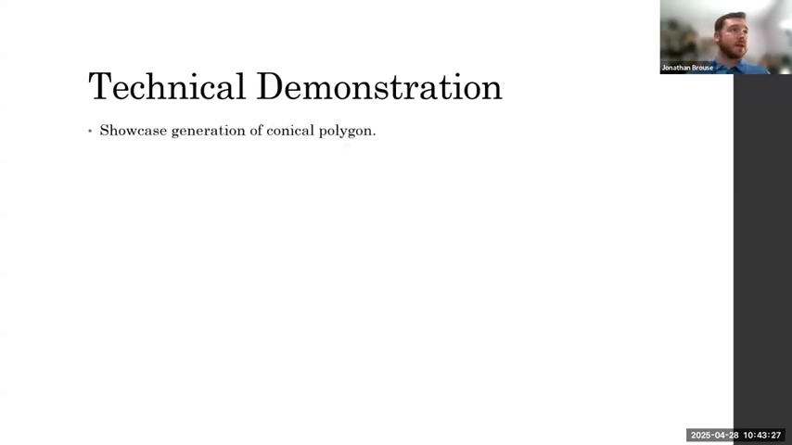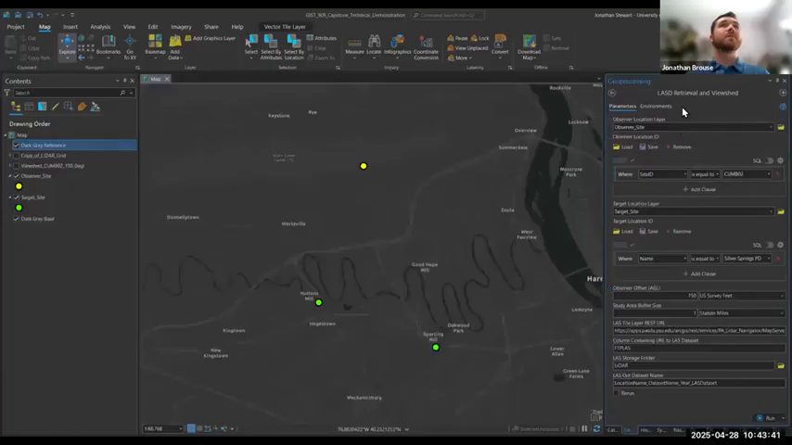So, time check. Okay, I would like to do a quick tech demonstration to show you guys how the conical polygon gets generated. I will switch to my ArcGIS Pro. Can you all see my Pro project?